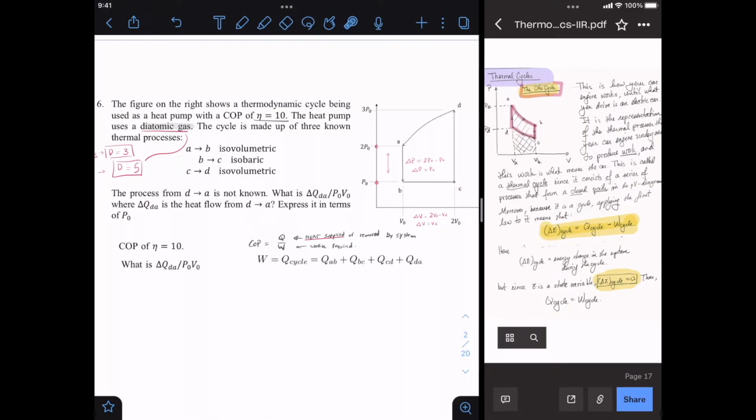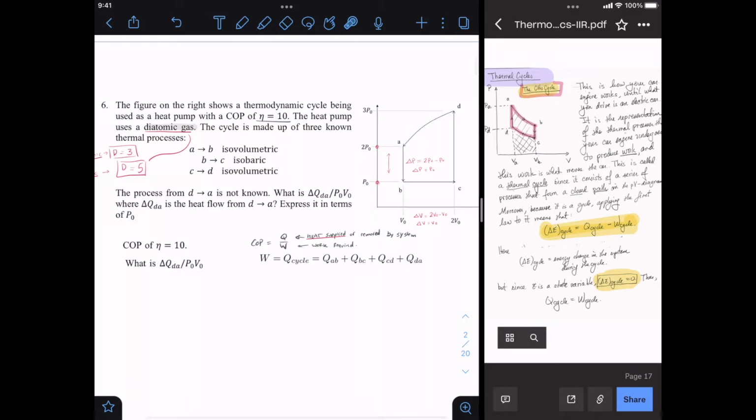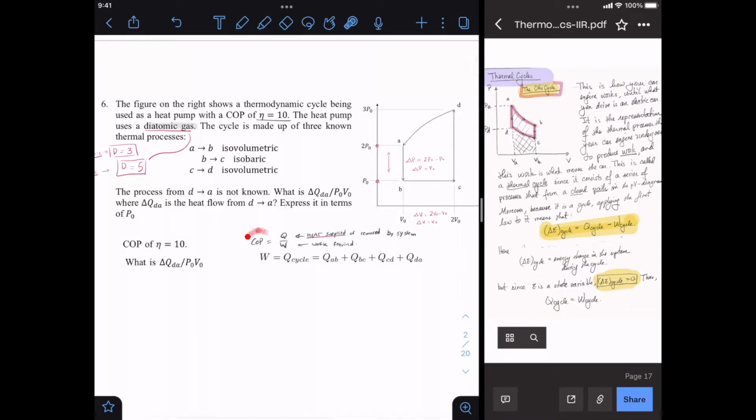Okay, so in our unknown thermodynamic cycle here, let's see what we can determine using the problem statement. We have a thermodynamic cycle that is being used as a heat pump, with a coefficient of performance of n equals 10. Our coefficient of performance basically tells us the heat supplied or removed by the system divided by the work required, and it's a measure of how much we would need to supply to get what we want. We're also told that the heat pump uses a diatomic gas.